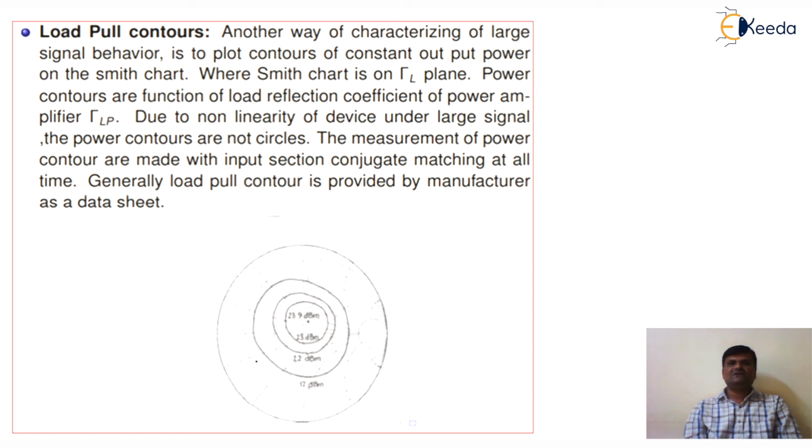So in short, load pull contours are used to determine the large signal behavior of an amplifier, whereas small signal behavior is determined with the help of scattering parameters. These load pull contours are provided by the manufacturer in the data sheet, so they can be useful at the time of designing high power amplifiers.